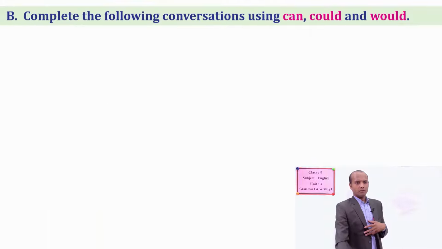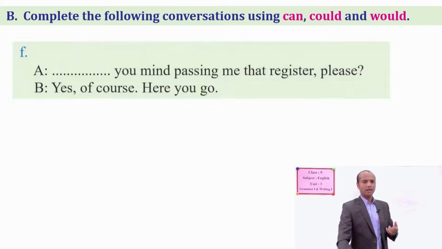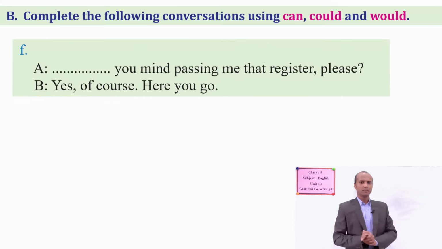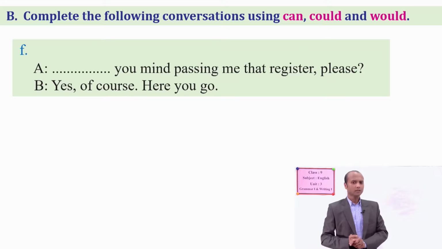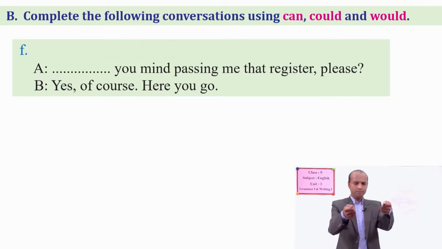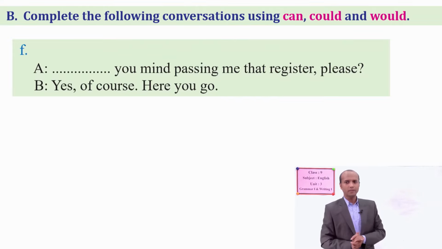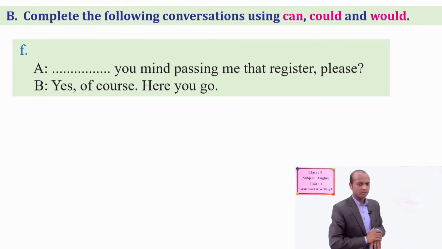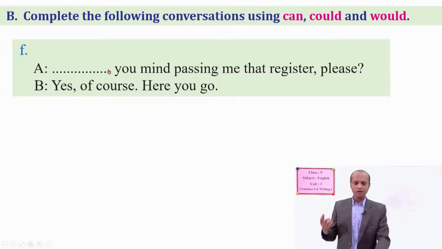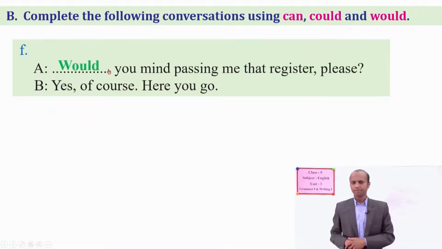So let's see the next number, that is F. A: You mind passing me the register, please? And B replies, yes, of course. Here you go. He provides. What do you think? What should be there? Very good. There should be would, because you see there, you mind plus V-ing. So that's why none other than would should be there.